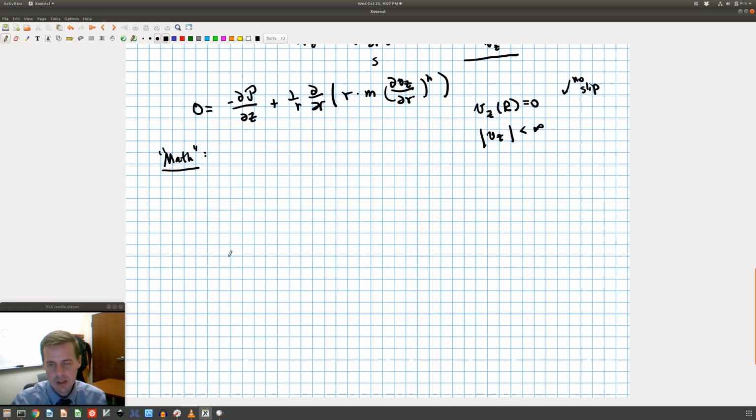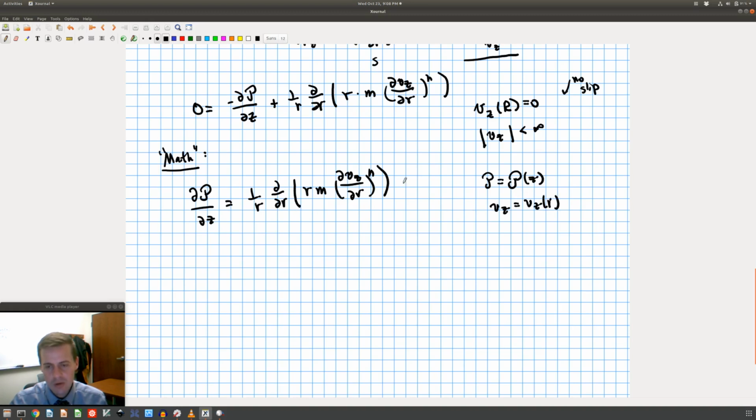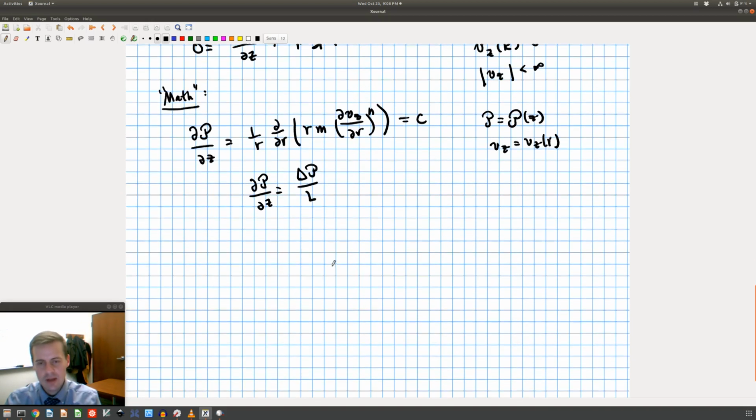So let me do the algebra. Let's do it together. The first thing I'm going to do is move this to the right-hand side. So I'm going to say d curly p dz is equal to 1 over r d dr of r m dvz dr to the n. Now p is a function of z only, and vz is a function of r only, so this must equal a constant. And so if dp dz is a constant, then I can say that dp dz is equal to delta p divided by L. If the derivative is equal to a constant, I can set it equal to the slope. So that's that first step.